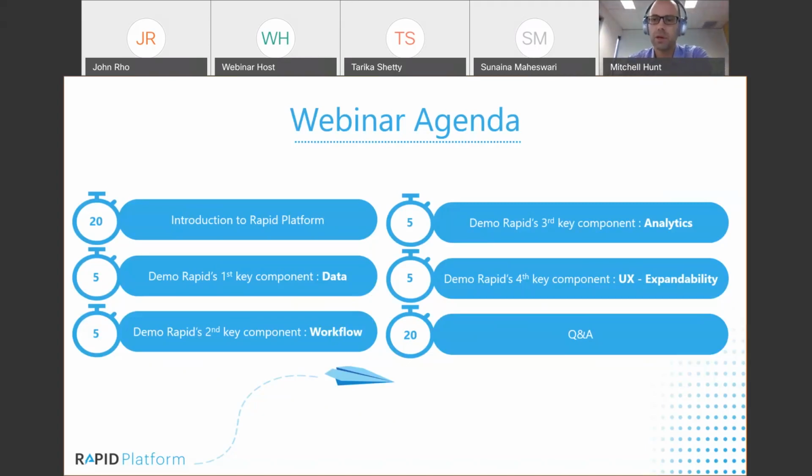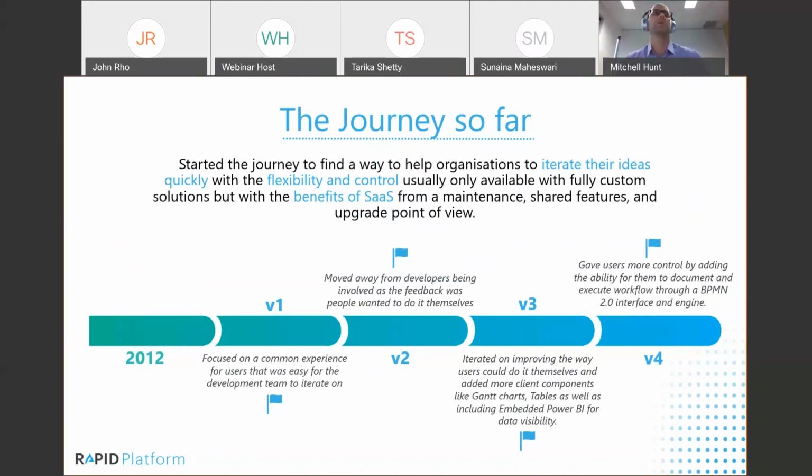So let's get going. Rapid Platform really started the journey probably about 2012, so about 8 years ago, to find a way to help organizations iterate their ideas quickly and flexibly, with the control that you usually only get with full custom solutions, but with the benefits of software as a service from a maintenance and shared feature and upgrade point of view. Version 1 really focused on a common experience for users that was easy for them to communicate to the development team what their needs were, and move really quickly with that.